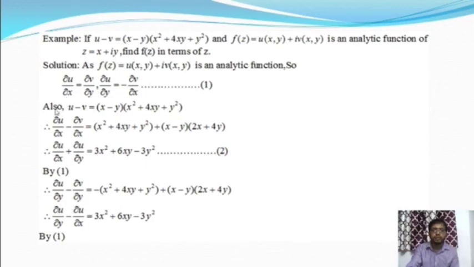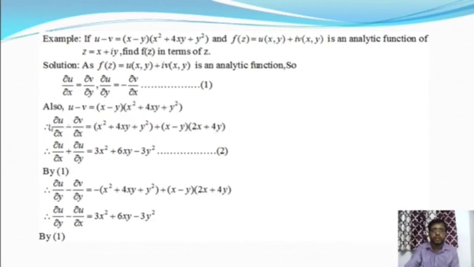And also u minus v is given. So u minus v is equal to (x minus y) into (x square plus 4xy plus y square). Okay, so now differentiate this equation. We'll get del u del x minus del v del x, and after differentiation we'll get this: x square plus 4xy plus y square, since the derivative of x minus y is equal to 1. Similarly, treating x minus y as constant, the differentiation of the other function is 2x plus 4y.